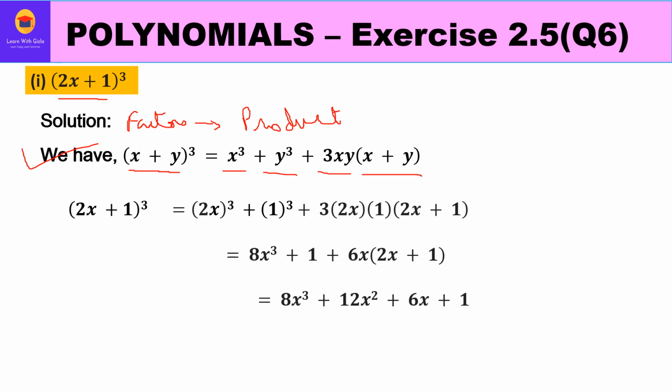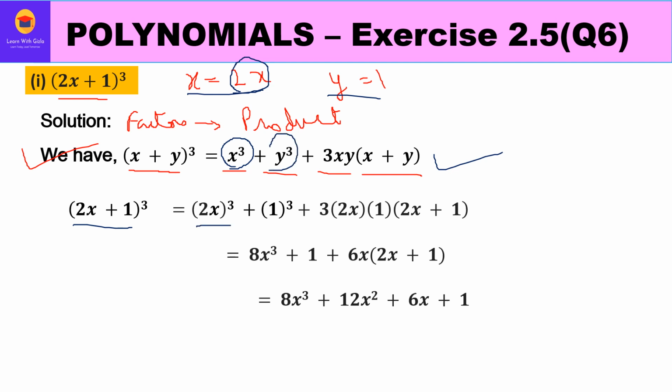Now, if you compare x plus y with 2x plus 1, you will say your x is 2x, your y is 1. So now only thing required is you just have to put the value of x and y in the given identity. So 2x plus 1 whole cube is equal to, first term is x cube and x is your 2x. So you will write 2x whole cube. Then you have y cube. So y is your 1, right? So you will write 1 cube. Then 3 into xy. So 3 as it is, x is 2x, y is 1, right? Accordingly, we have inserted. And in bracket, x plus y is there. So 2x plus 1, right?